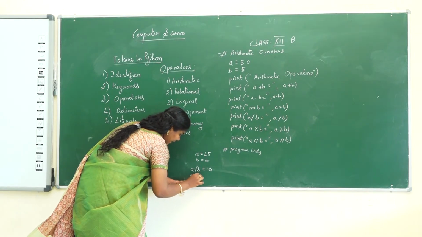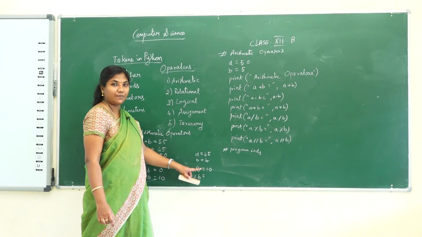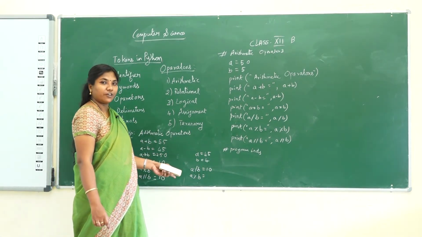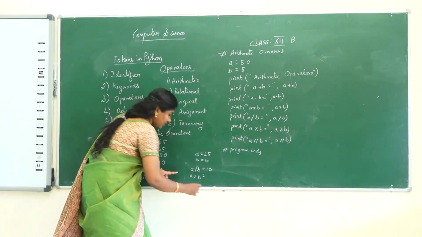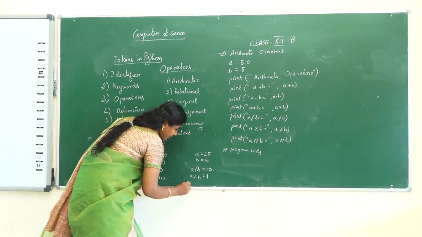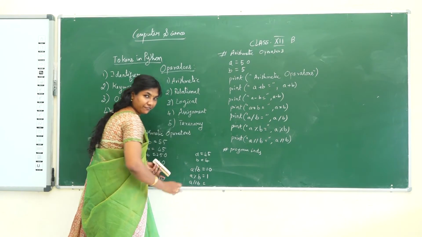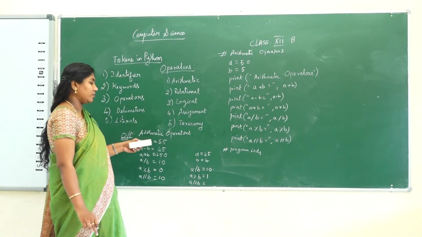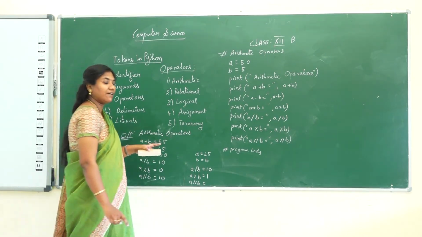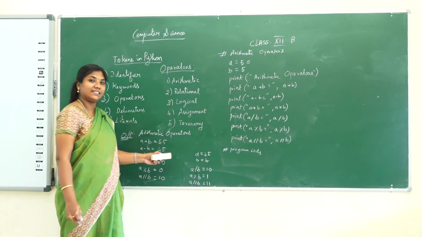So when I am dividing A modulo B, it gives the remainder. When 45 is divided by 4, what will be the remainder? 11 fours are 44 and the remainder will be 1. So the modulo symbol gives the remainder. And in floor division, I am having 45 divided by 4. What will be the value? 11.2 something, but I will be having only the value as 11 when I am using the operator double slash. It gives only the integer part.